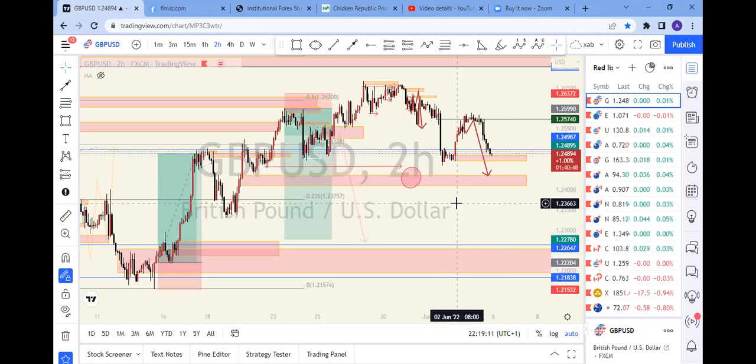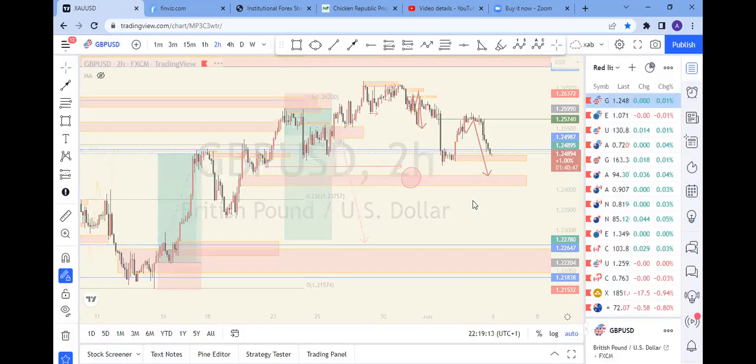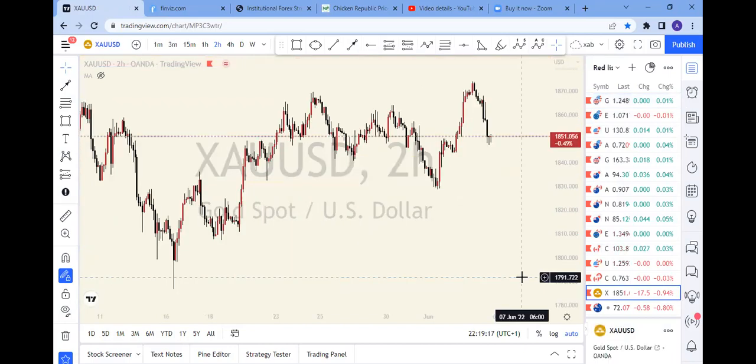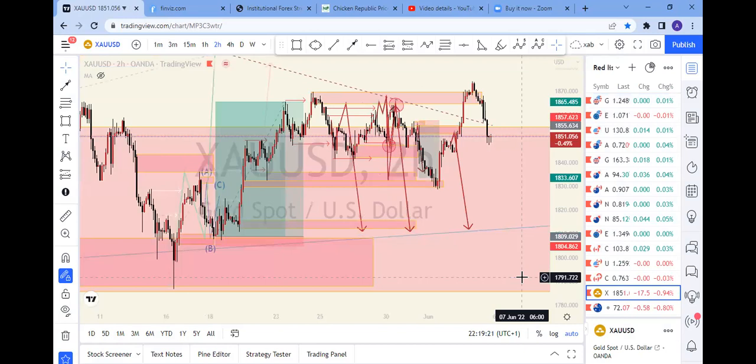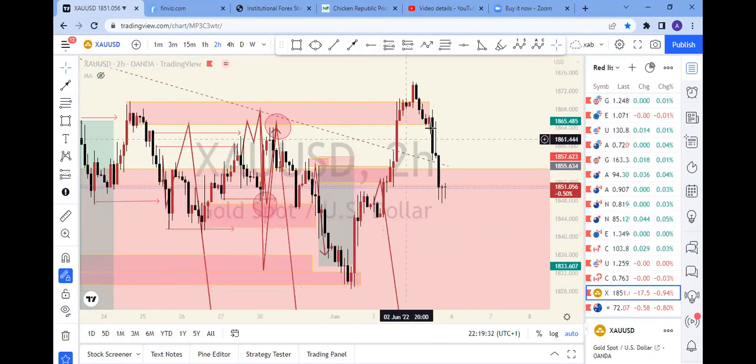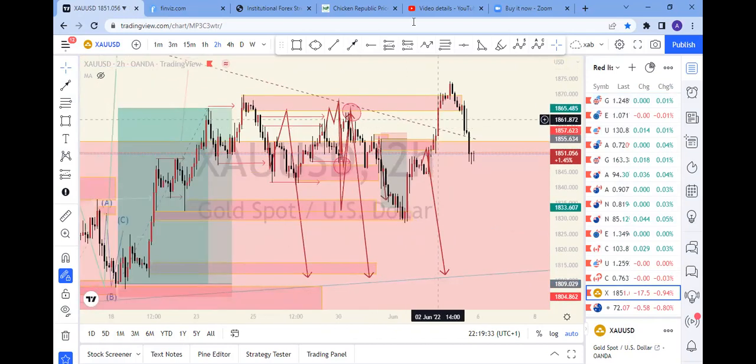I think we also want to take a look at gold. All right, a strengthening dollar would imply bearish momentum on gold. As you can see, we already have this bearish momentum on gold at the moment.